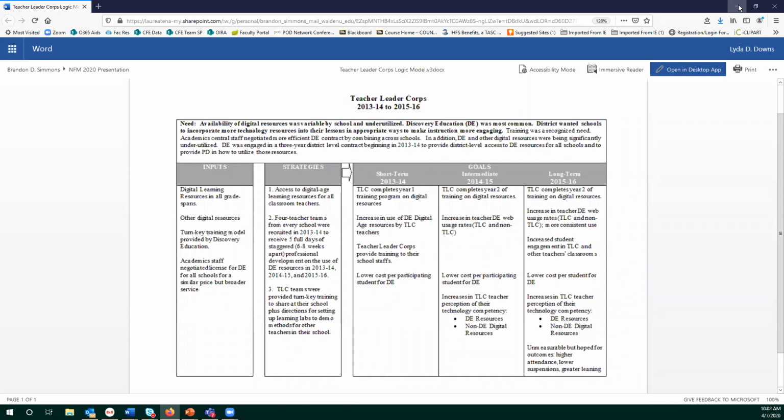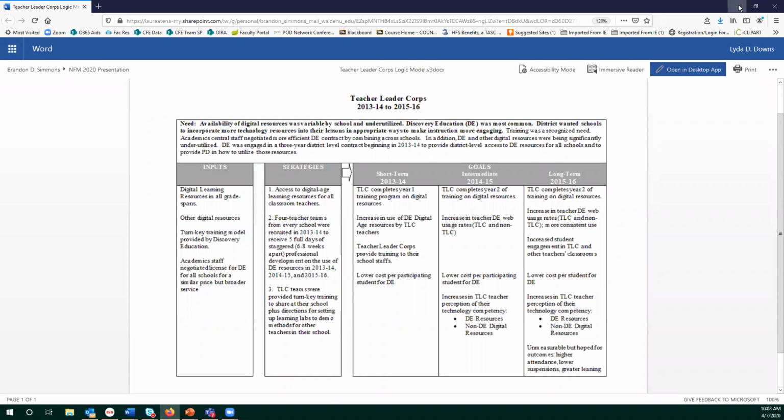So we'll look at our inputs and we'll realize that we purchased digital learning resources for all grade levels. It's kind of interesting, at the time of this recording, we're going through the pandemic, that many of our schools are having to transition to remote learning or online learning at a very rapid pace. And so back in 2013-14, the school district here was working to provide digital resources and to improve the use of those resources throughout their district by their teachers and students. And so this is the logic model that we used to implement that program.